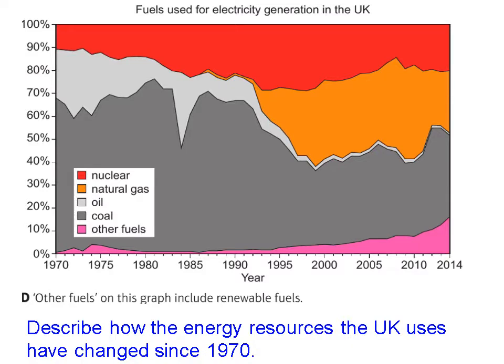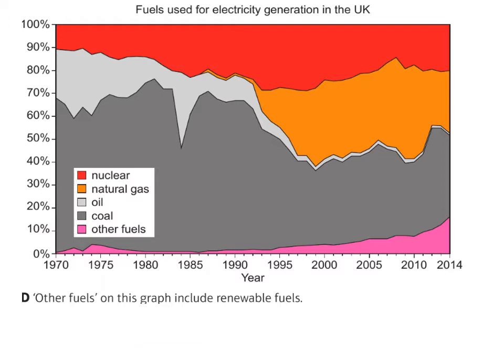Okay, so what I'd like you to do now is just have a look at this chart that shows the usage of these non-renewable resources for generation of electricity in the UK over the last 40 years or so. It gives the percentage up on the y-axis, if you like, and it shows how the amounts of the different energy resources has changed over time. So just pause the video and write a description in your book of how these energy resources have changed over the last 40 years or so.